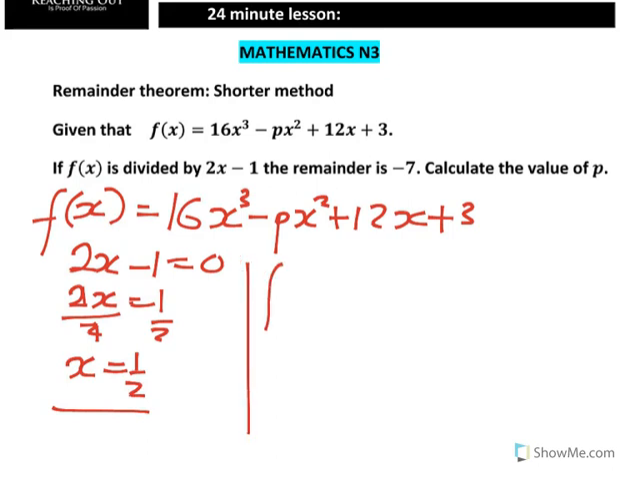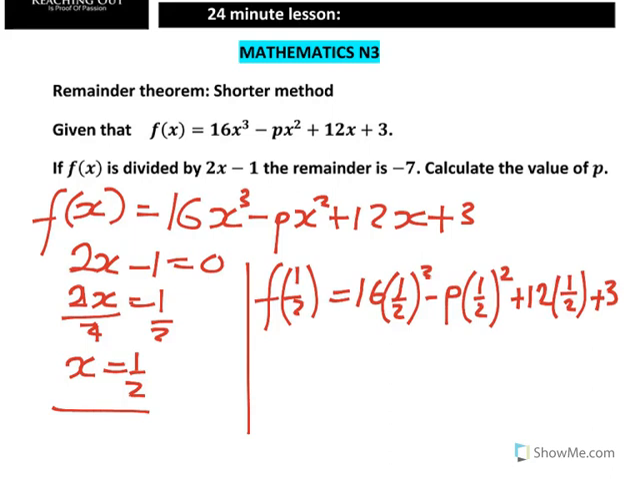When you've done that, you have got f of half. So when you substitute now for half that you got there, you are going to have this. And remember, this f of half, they told us that the remainder was minus 7. You equate it to minus 7 and then you solve for p. We're going to continue with this problem in the next lesson.